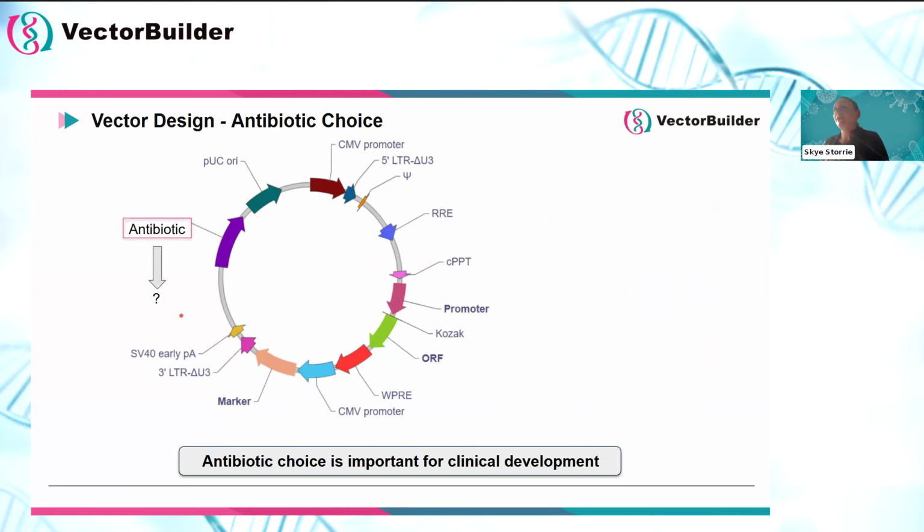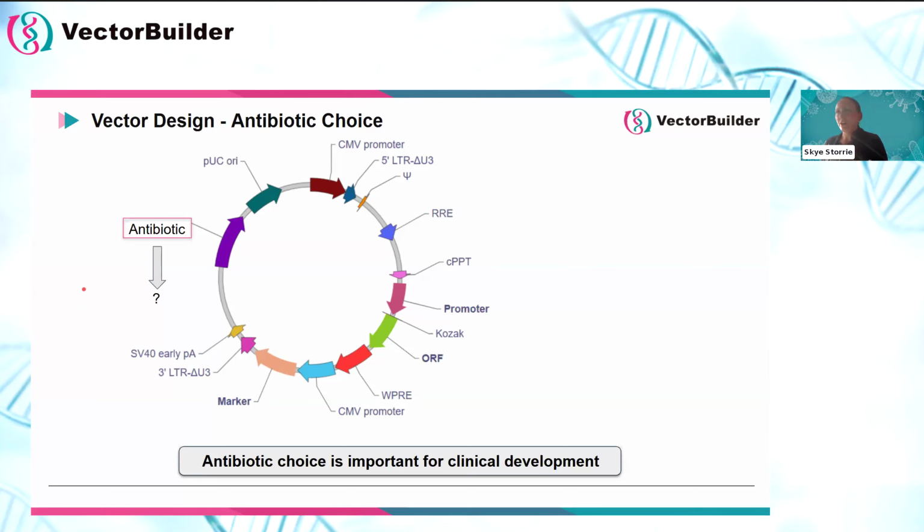Similarly, for clinical development, antibiotic choice is also super important. So for foundational research, ampicillin is very commonly used, and we would recommend that. However, if you're planning to take this vector for drug development purposes, we recommend that you switch it to kanamycin, otherwise it won't make it through regulatory bodies. And this is because ampicillin is a beta-lactam, which is a very commonly used type of antibiotic in medicine, and we want to avoid any resistance occurring to this type of antibiotic.